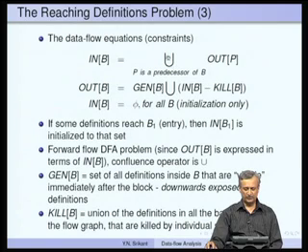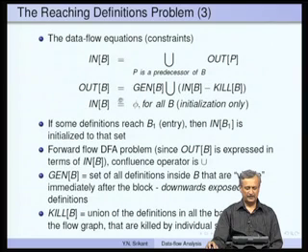This union operator which is present here is called the confluence operator, and this could be intersection. It is possible that this is intersection. The set out B, the equation is written as gen of B unioned with in B minus kill B.